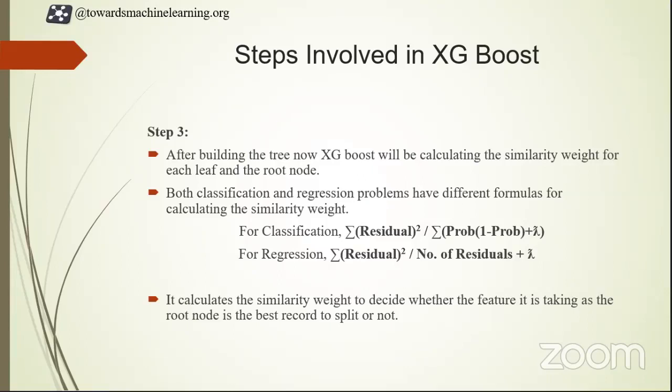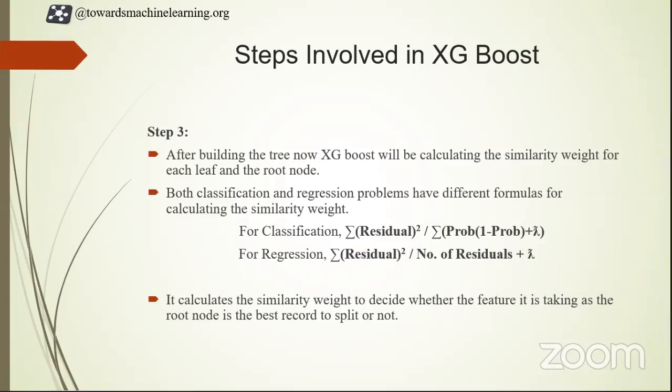Now what XGBoost does, when you have built a tree, it will calculate the similarity weight for each of the leaves and the root nodes. How it will calculate it, for classification and regression problems, you have different formulas. For classification, you have the summation of residual squared upon the summation of probability into 1 minus probability plus lambda. For regression, you have the summation of residuals upon the number of residuals plus lambda. This lambda can be set with the help of hyperparameter tuning again. Okay, it calculates the similarity weight.